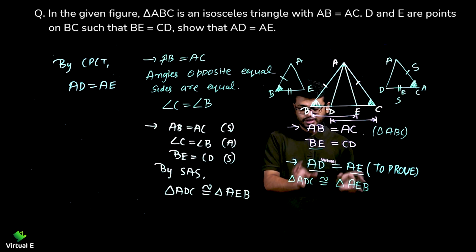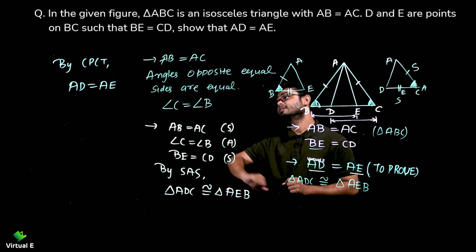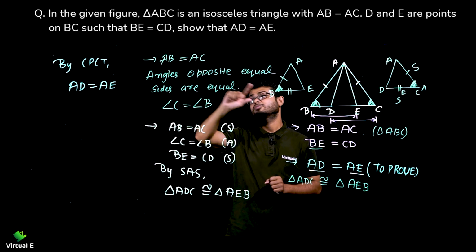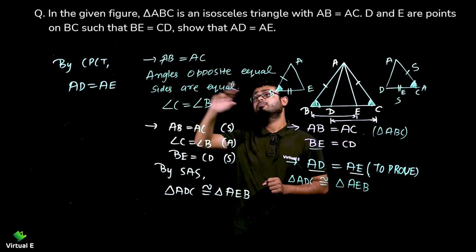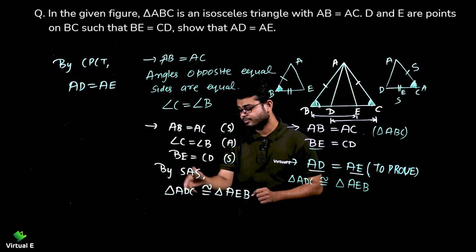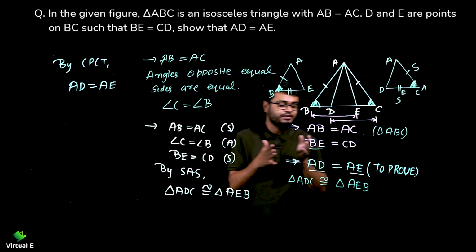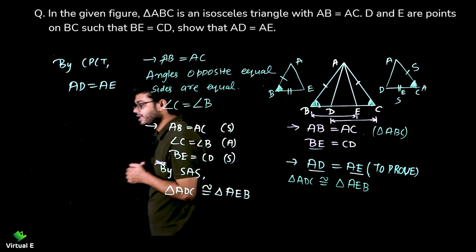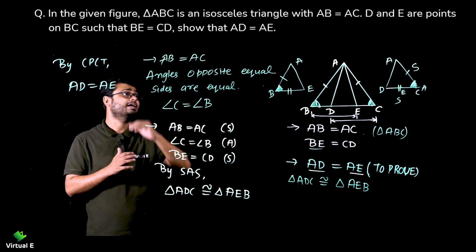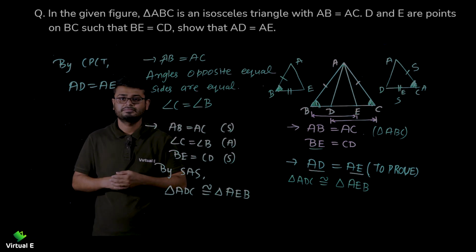So we prove these two triangles congruent by the SAS criterion. Now we prove these two angles equal with the help of the angles opposite equal sides theorem. Angles opposite to equal sides are equal, using that theorem, right? And basically we prove these two triangles congruent, and by CPCT we get the condition that we need to prove, AD is equal to AE. So this is how we use the two conditions at a time, right? This angle opposite theorem and the criterion for congruency as well.